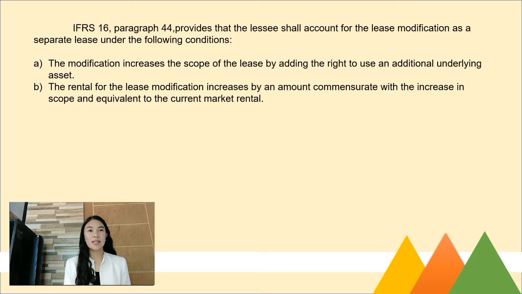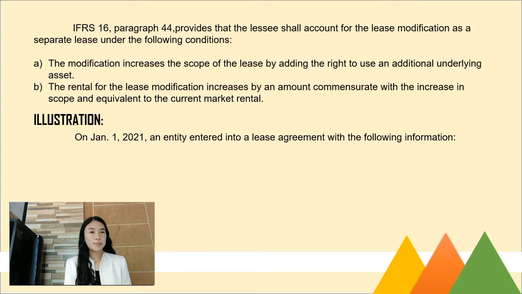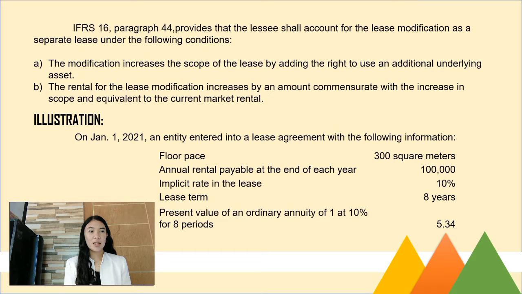So, here is the illustration. On January 1, 2021, an entity entered into a lease agreement with the following information. Floor space, 300 square meters. Annual rental payable at the end of each year is 100,000. Implicit rate in the lease is 10%. Lease term is 8 years. Then the present value of an ordinary annuity of 1 at 10% for 8 periods is 5.34.